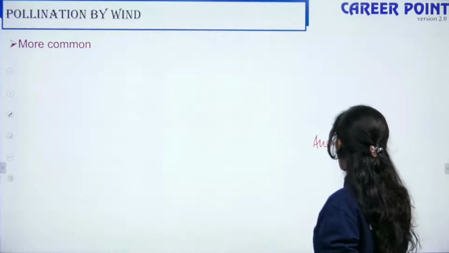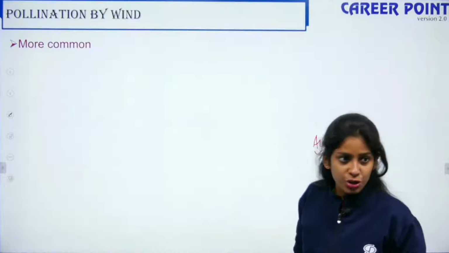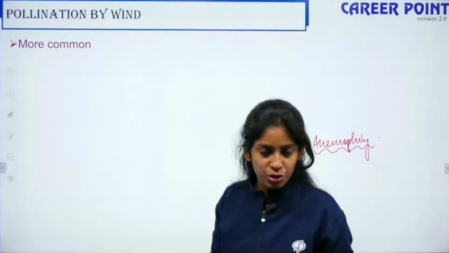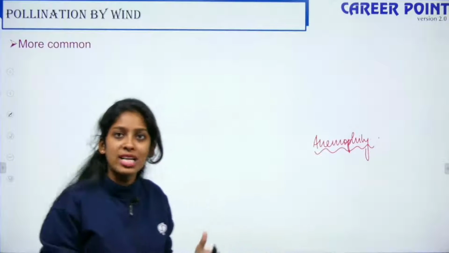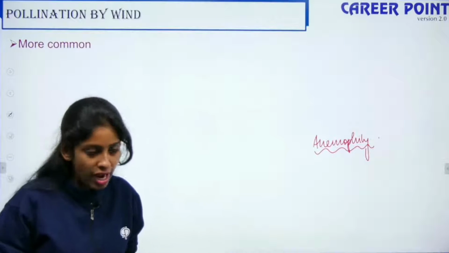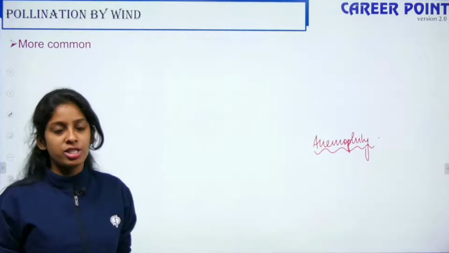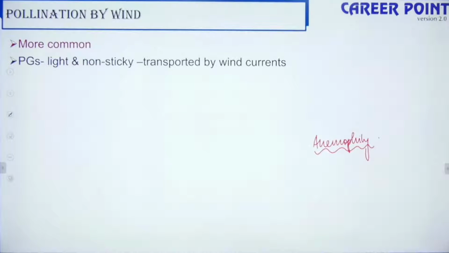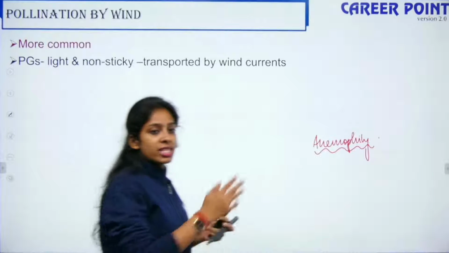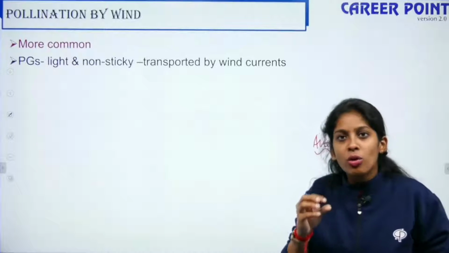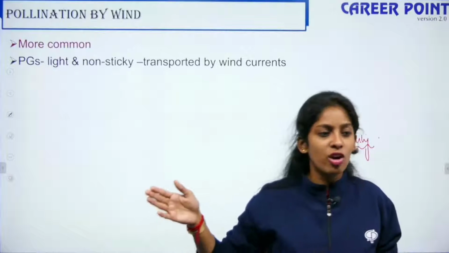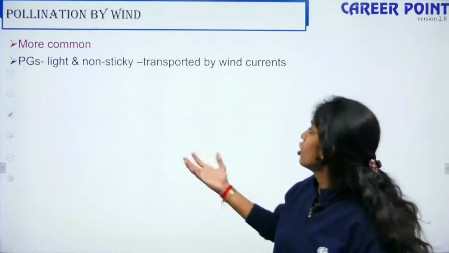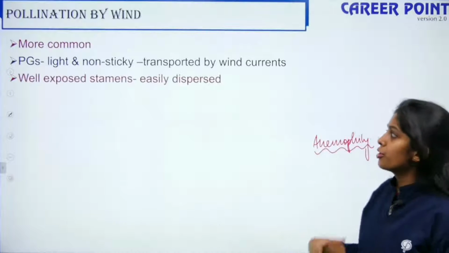So this is wind pollination, the other term for wind pollination, alright. So wind pollination is more common compared to water pollination. So we have two abiotic agents, one is wind pollination, one is water pollination, right? So among these two, wind pollination is pretty common compared to water pollination. So pollen grains here have to be light and non-sticky because they have to move along with the wind. So if the pollen grain is sticky, it will not be able to immediately fly along with the wind, right? So here the pollen grain should be light, it should not be very heavy, and it should be non-sticky so that it can be easily transported by wind currents.